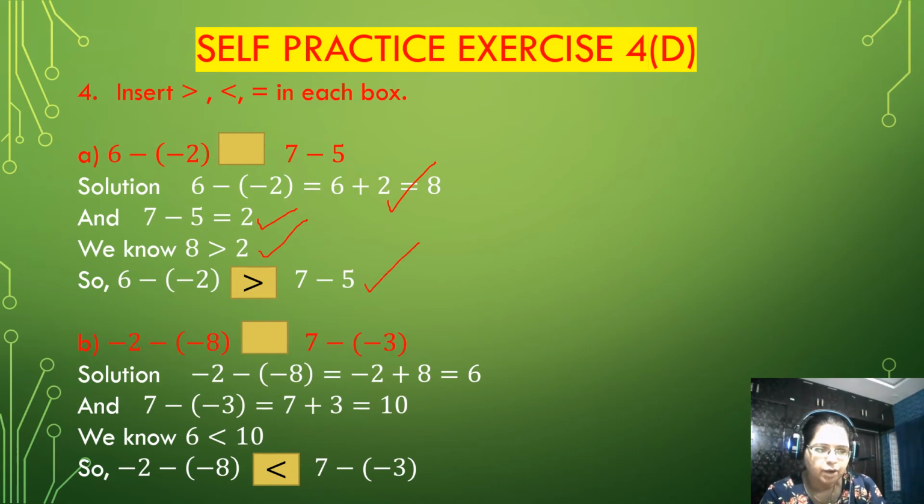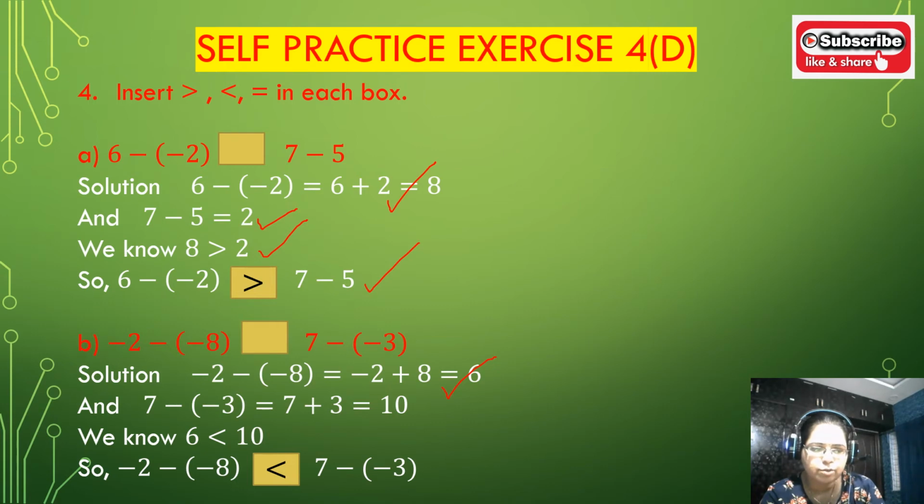Second bit B: minus 2 minus of minus 8, box, 7 minus of minus 3. First we solve the left hand side expression, that is minus 2 minus of minus 8, and minus of minus is plus. Minus 2 minus of minus 8 is minus 2 plus 8, and subtract 2 from the integer 8. 8 minus 2 is 6, and the bigger number is 8, which is a positive integer, so just add the positive sign before the integer 6. So we get minus 2 plus 8 is plus 6, that is 6.